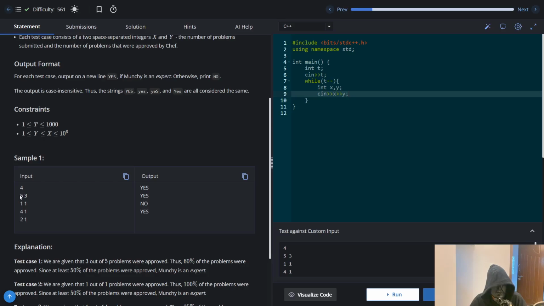5 by 2 in integer division gives the answer 2, but actually 2 is not 50% of 5, 2.5 is the 50%. So what we will do is simply add 1. 5 plus 1 divided by 2 is basically 3. So we'll have to check if 5 plus 1 divided by 2 is less than or equal to y. I think you got what I'm trying to say.